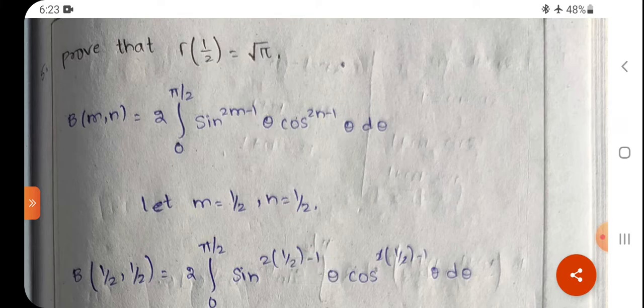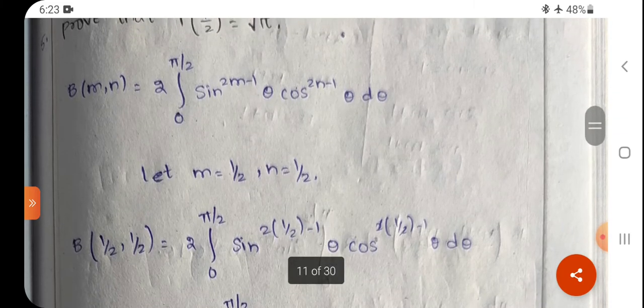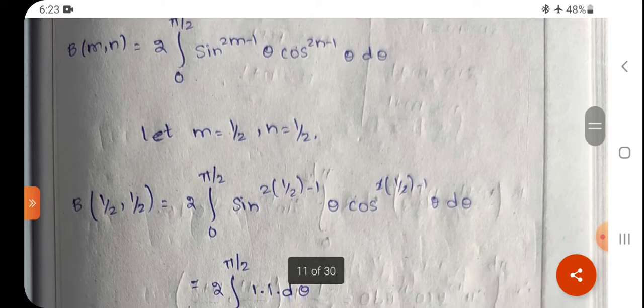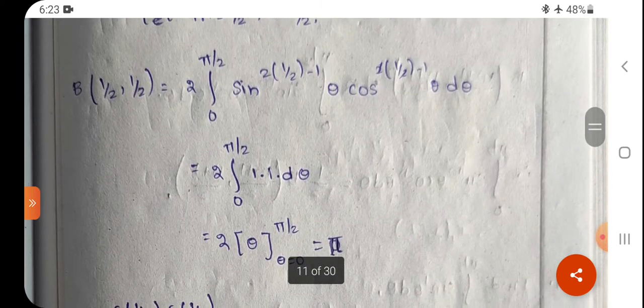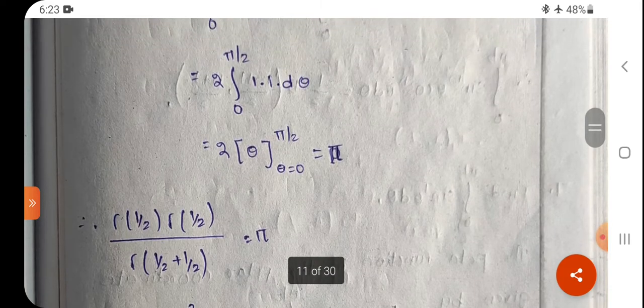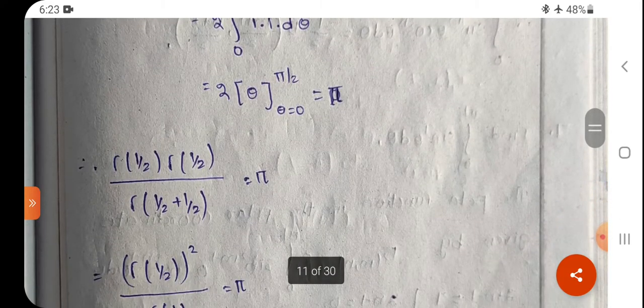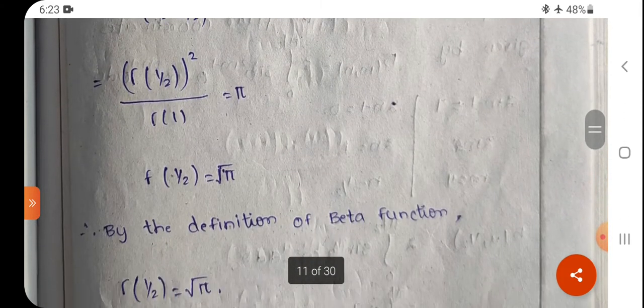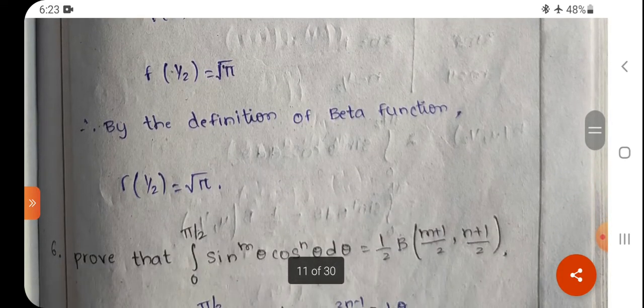So we need to prove that gamma of half equal to root pi, that can be calculated by using a relation of beta function in terms of trigonometric functions. We simply call it as polar coordinates of beta function. From that you are substituting m equal to 1 by 2, n equal to 1 by 2, and just on substituting its value you will get an answer, and then you are using beta gamma function relation, and from that you are getting gamma of half equal to root pi.